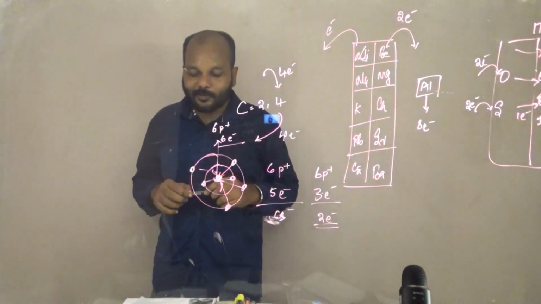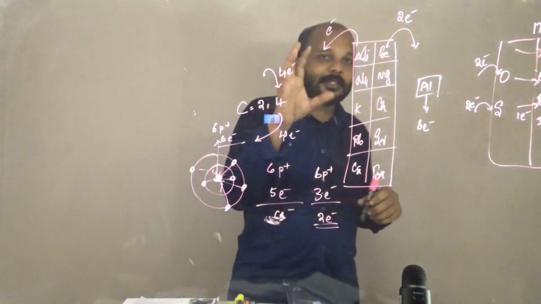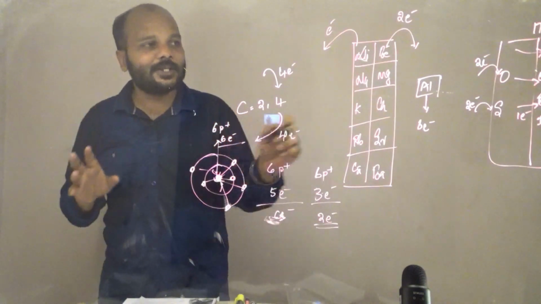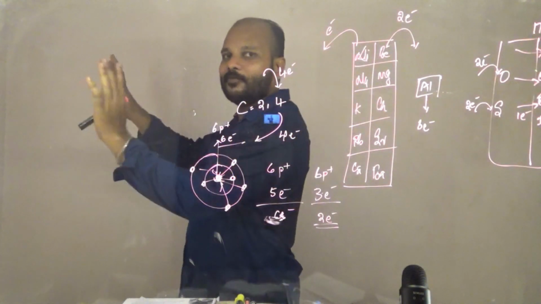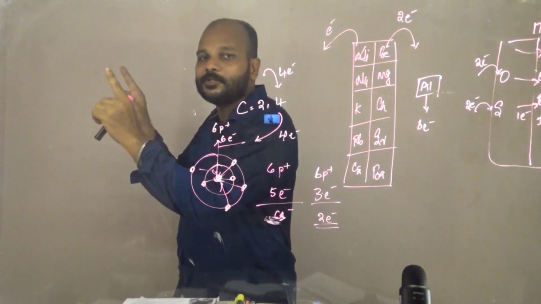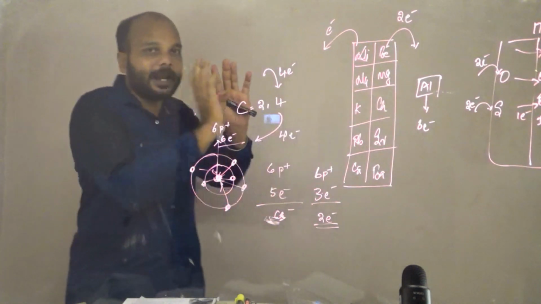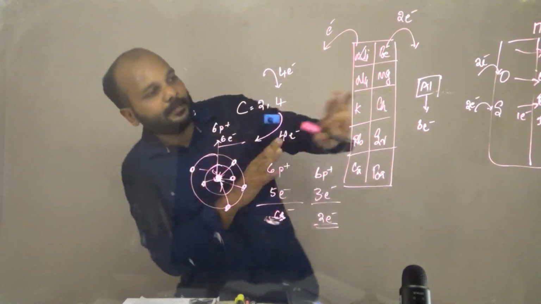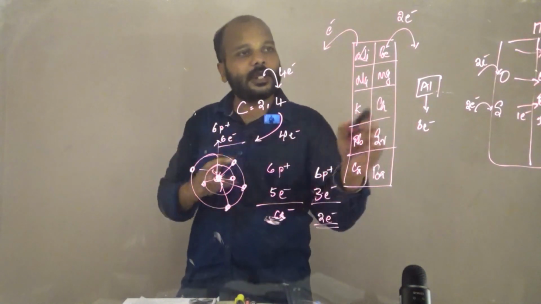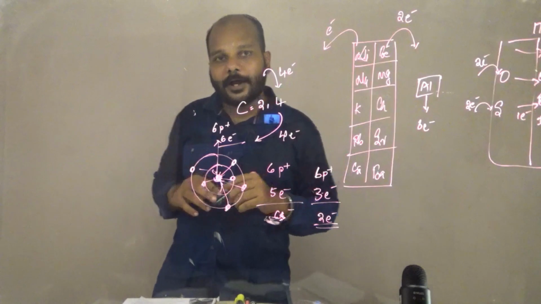The elements that form positively charged ions are on the left of the periodic table, and the elements that form negatively charged ions are on the right of the periodic table, so the rightmost and the leftmost. Mostly these elements are going to form ionic compounds.